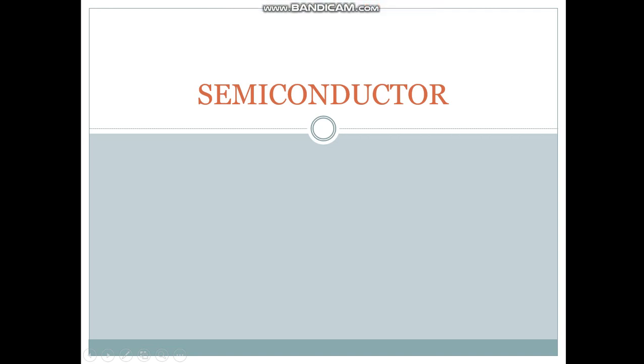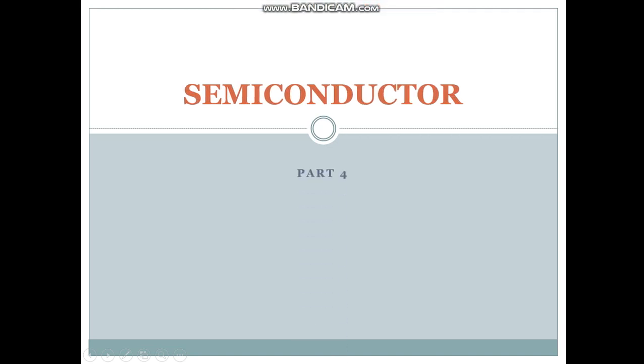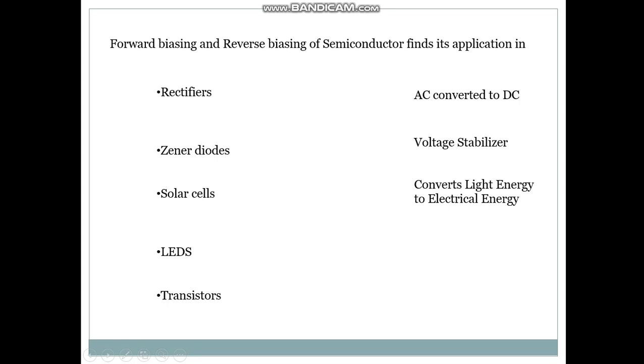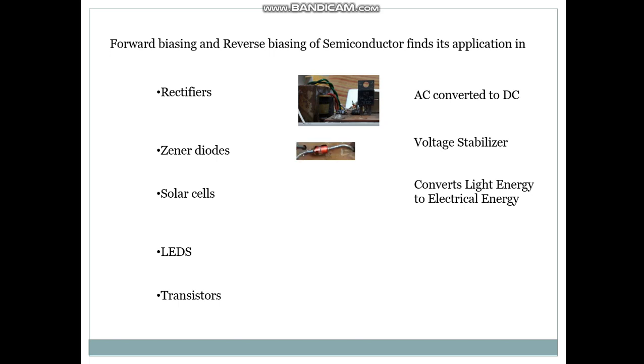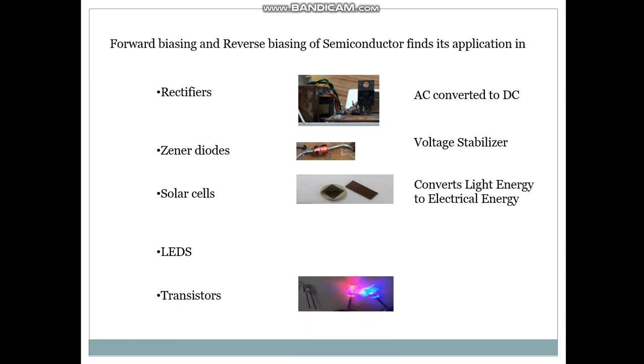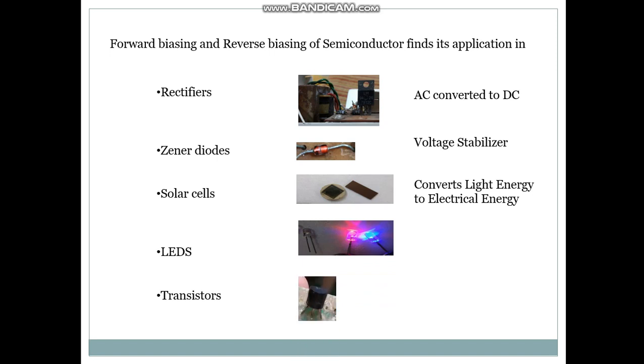So we continue with semiconductors today, part 4. Forward biasing and reverse biasing of semiconductor finds its application in rectifiers, we have already seen. It converts AC to DC. The Zener diode acts as a stabilizer. The solar cell converts light energy to electrical energy. Today we are going to talk about LEDs and transistors.